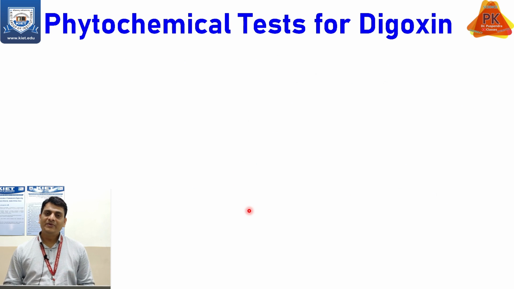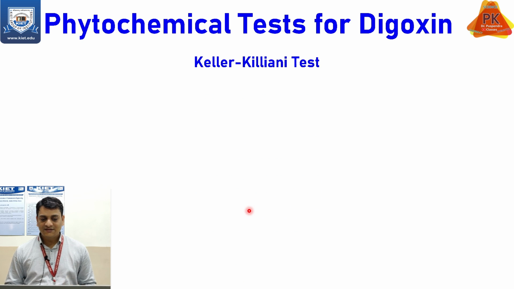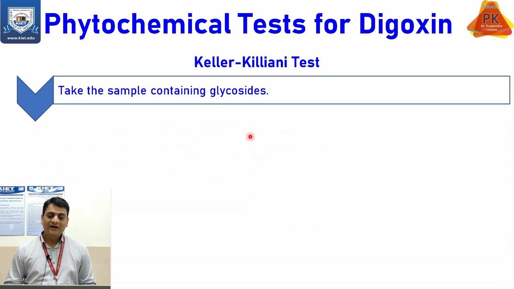Now coming to the phytochemical tests for digoxin. So here various phytochemical tests are used for identification of digoxin. So the first one is the Keller-Killiani test. For the Keller-Killiani test, first we will take the sample containing glycosides.